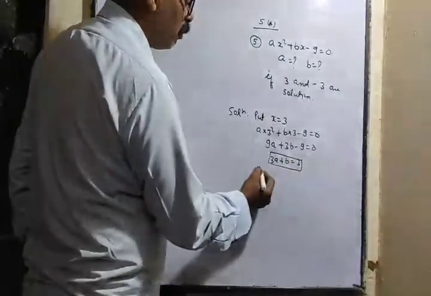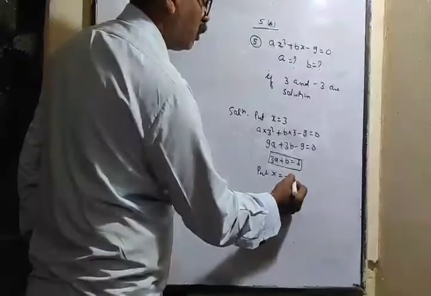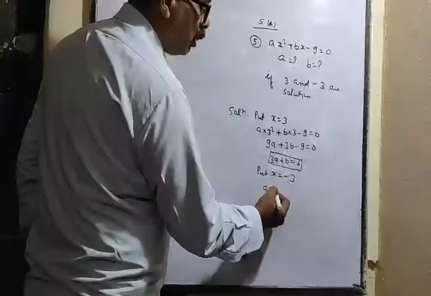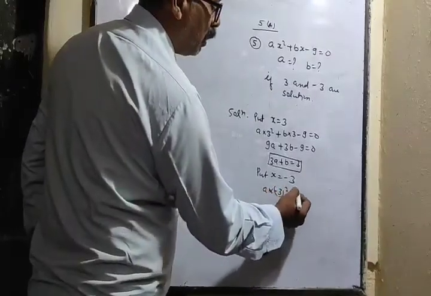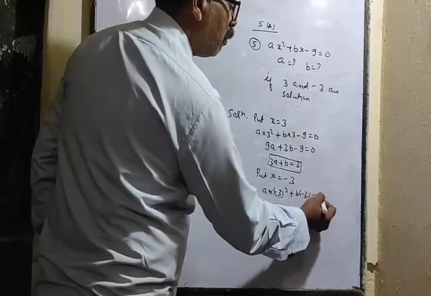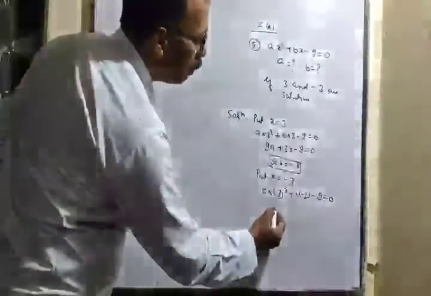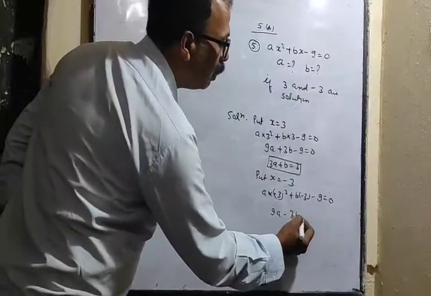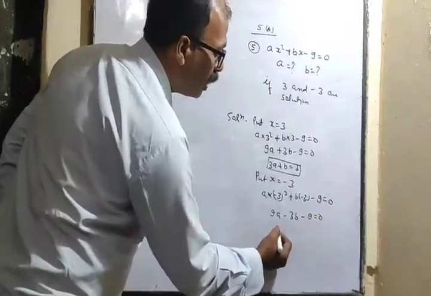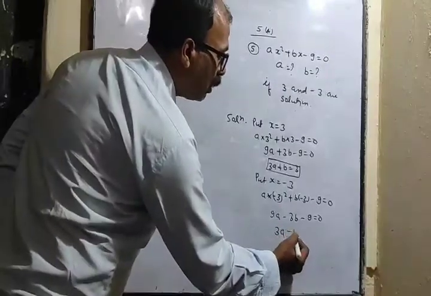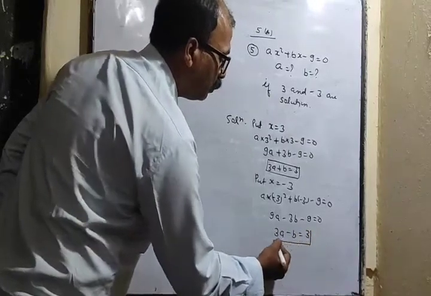Similarly, next time we'll put the value of x is equal to minus 3. So it will be a into minus 3 whole square plus b into minus 3 minus 9 is equal to 0. So it will come out as 9a minus 3b minus 9 is equal to 0. You will get the equation 3a minus b is equal to 3.